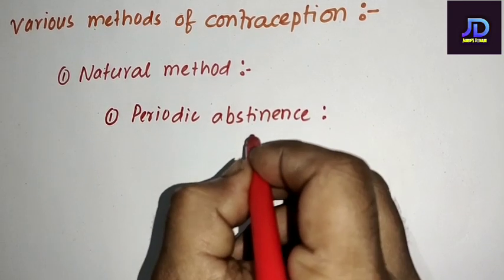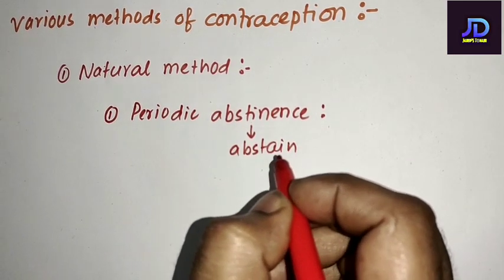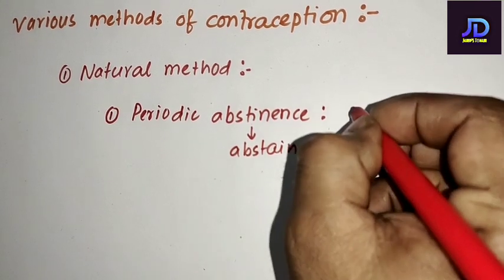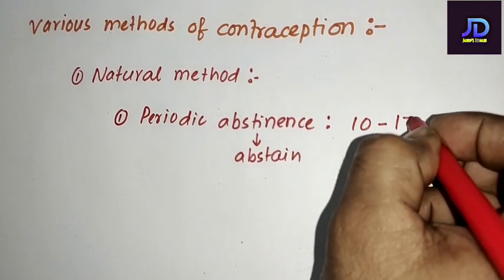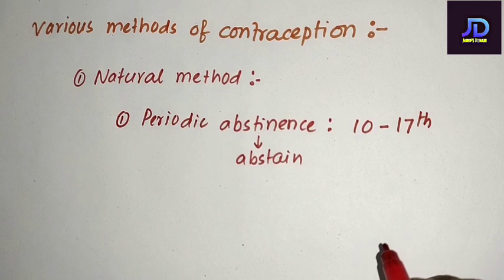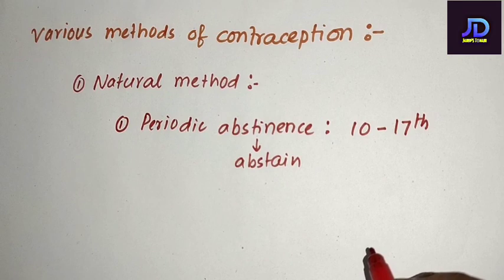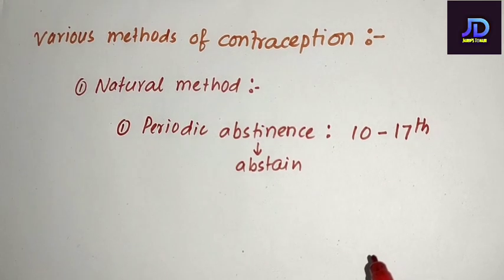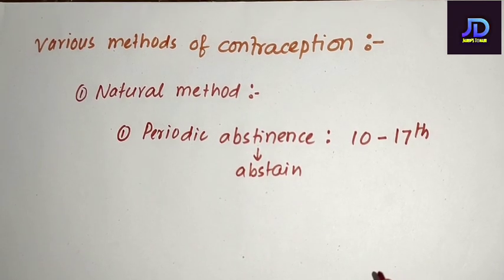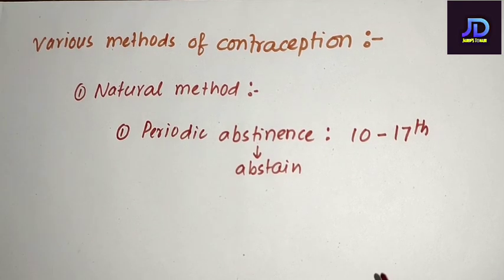Periodic abstinence. Abstinence comes from the word abstain, which means keeping oneself away from others. During the menstrual cycle, from the 10th to the 17th day, there is a high chance of ovulation. That is why this is the fertile period in a female. So the male partner and female partner stay away from each other so that fertilization, or the meeting of sperm and ovum, does not take place, because this is the most fertile period in a female's body.